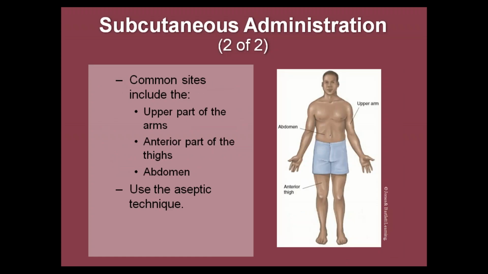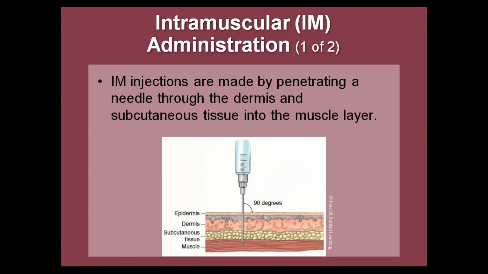Common sites for subcutaneous are going to be abdomen, upper arm, anterior thigh. Make sure you're cleaning the site before you give it. IM injections go directly into the muscle. This is done at a 90 degree angle to that muscle. So when you're doing this injection, you cleanse the site. If you're using the deltoid muscle, you cleanse that site.